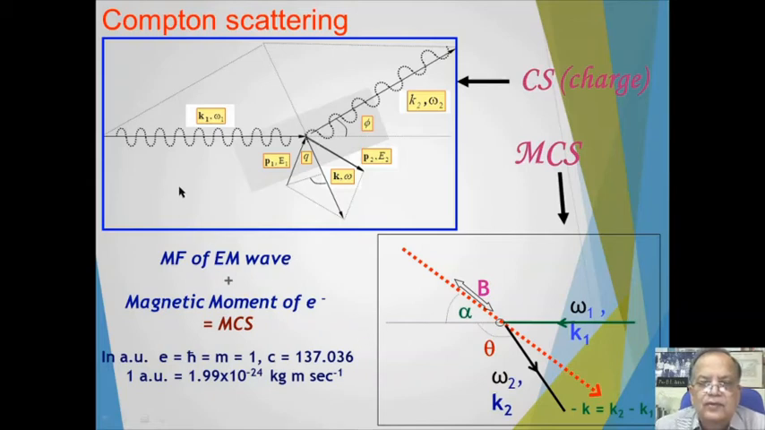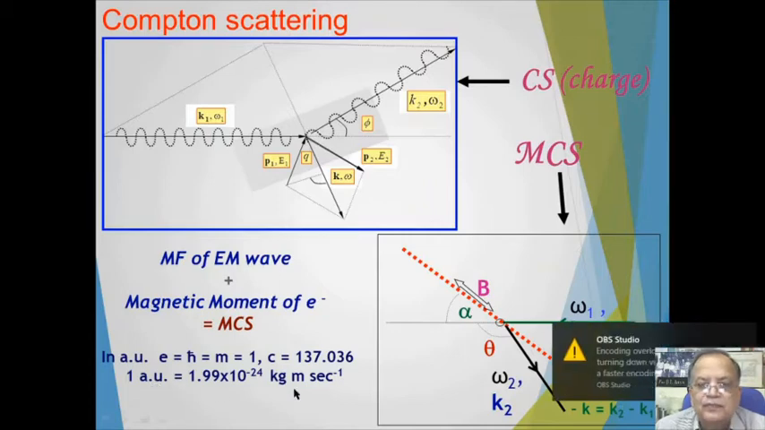Now if you talk about Compton scattering in real materials, your photon is coming like this, the scattered photon goes like this, and the electron is recoiled like this. The incident energy you are calling omega 1 and the momentum k1. Please remember that we are talking in terms of atomic units. In this case, e, h cross and m are equal to 1, and c is 137.036. Accordingly, you can calculate one atomic unit of momentum, which comes equal to this one.